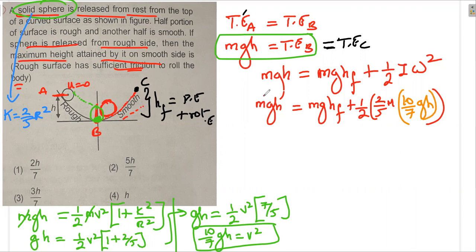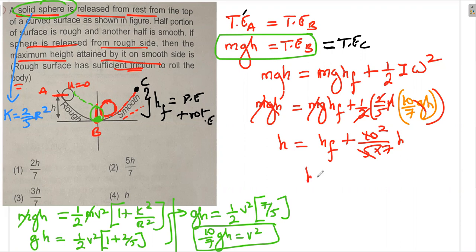Now that's it. I can cancel the m, it's the same mass. We can cancel the g. So what I have is h is equal to h final. 2 cancels. I have 10 by 5 into 7h, so this is 2 by 7. So it is h minus 2 by 7h is equal to h final. So this will be 5h by 7 is the h final.